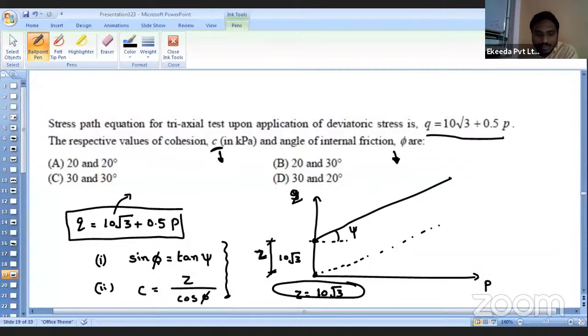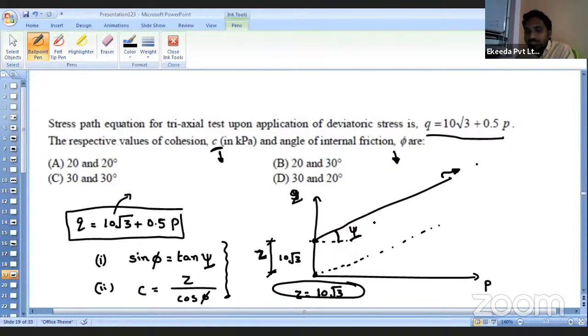If you want to know the angle of internal friction, then we should understand the value of tan psi. So how can I find out tan psi? Tan psi is nothing but the slope of this curve. The curve is changing in the form of q equal to 10 root 3 plus 0.5p. Then how can I obtain the slope of this? Just think about it.